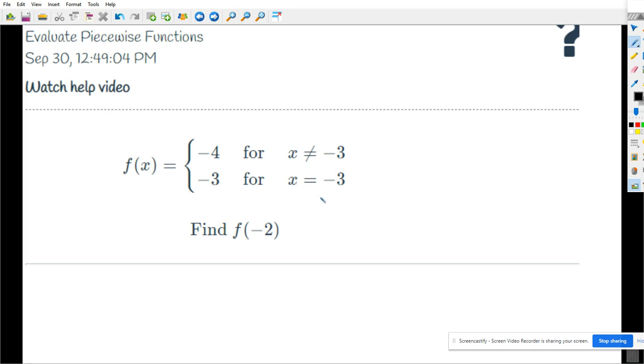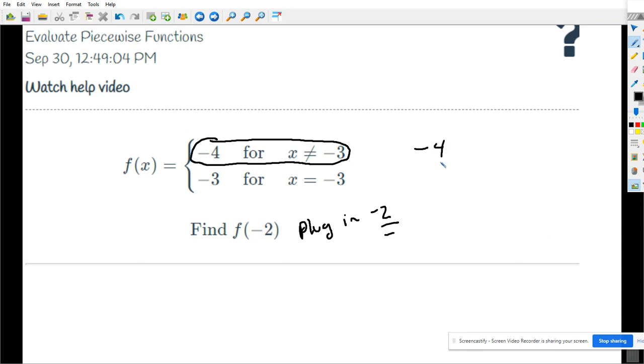So this f of -2 is telling me to plug in -2. Well, there is no x to plug in. Where does this -2 fit in the domain? Is -2 not equal to -3? And the answer to that is yes. So I would choose this top equation, okay? And very simply, there's nothing to plug in, so the answer is -4. And again, that's the ordered pair. X is -2, y is -4.